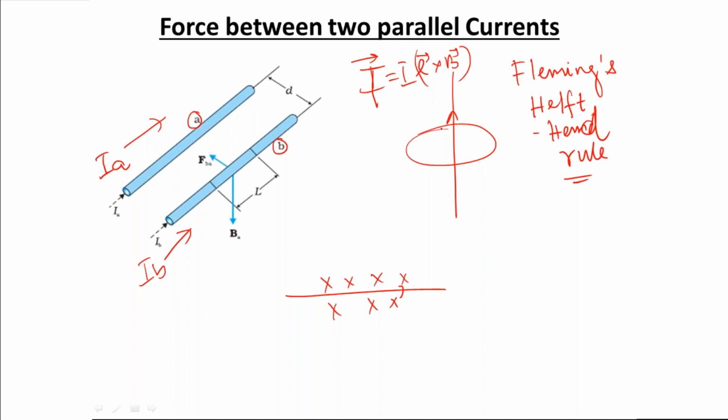So now I just do step by step. Since the current IB is flowing through wire B, this current also will create a magnetic field in the region of wire A. So that also will experience a force due to the magnetic field created by wire B. So in turn, we'll see that they will exert a force on each other.